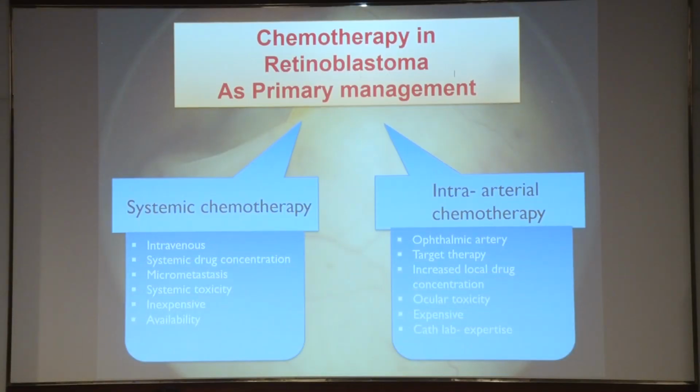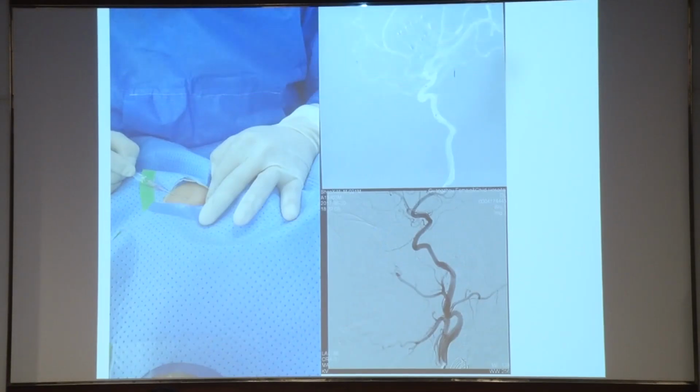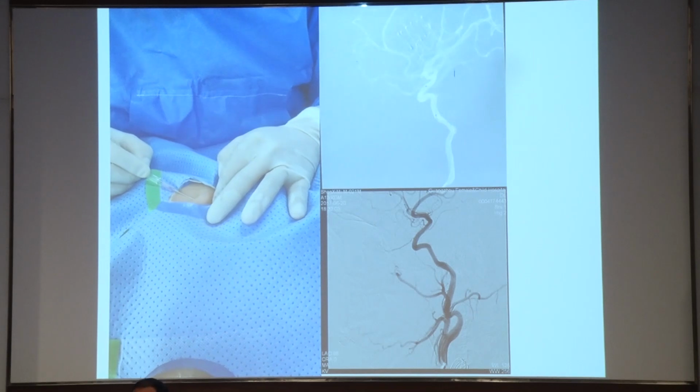When we compare intra-arterial chemotherapy to systemic chemotherapy, there can be ocular toxicity. These chemotherapeutic drugs are going into these small vessels in babies, which can cause ocular toxicity. It is expensive, we need a cath lab and an experienced person, and the technique has a long learning curve. We as ocular oncologists don't do this technique; we take help of an interventional neuroradiologist or a neurosurgeon.